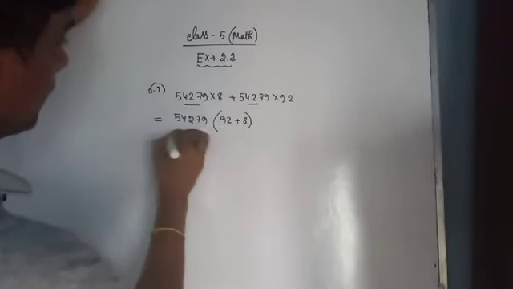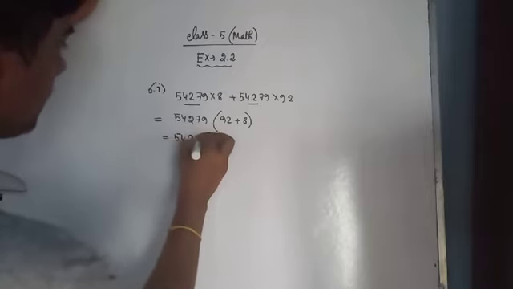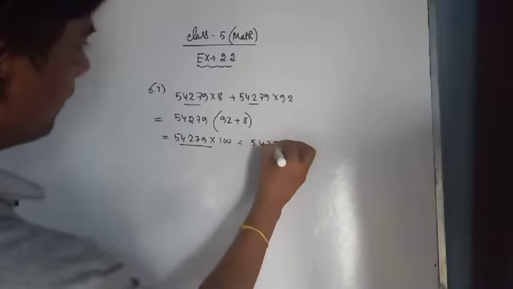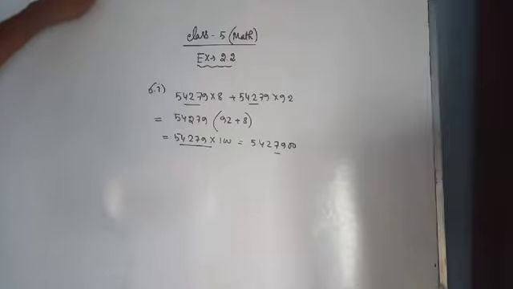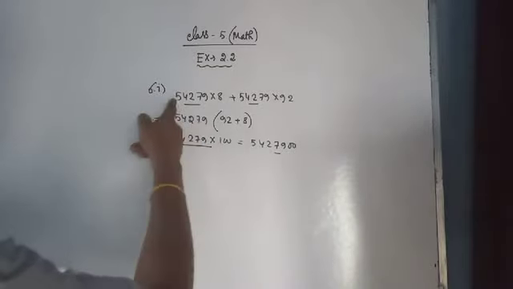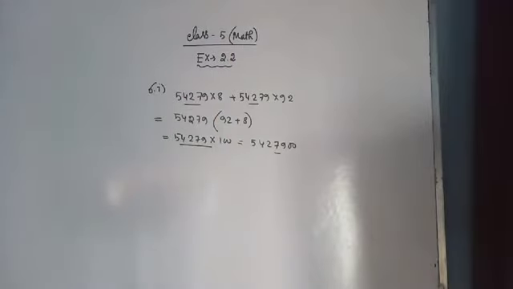You take the common part of these two terms. 54279, take this common, so you get 92 plus 8. So you get 54279 into 100. Now you can easily solve it: 54279, then 00. You see what a simple way you can solve this part. Multiplying directly would require huge time, and you might not be able to solve it. Clear? Okay.